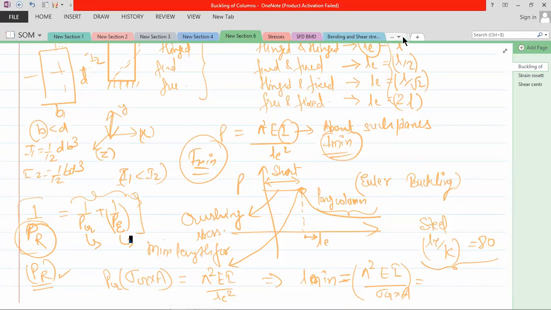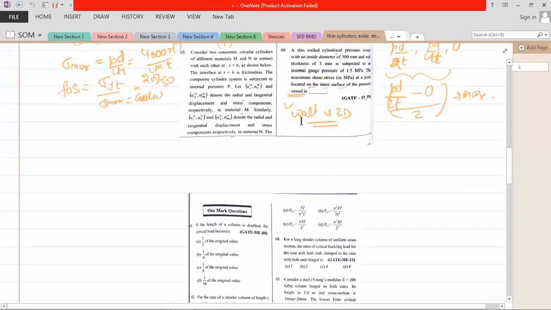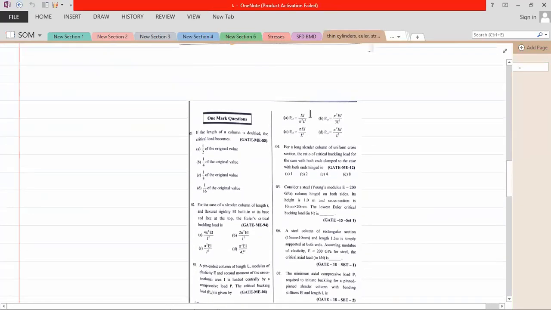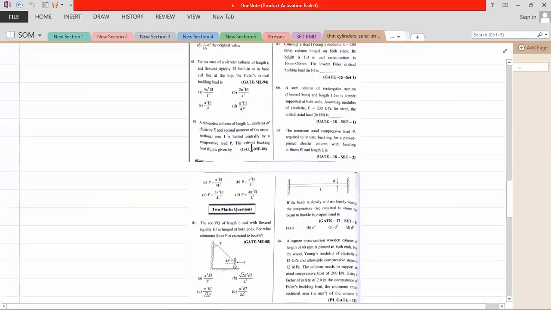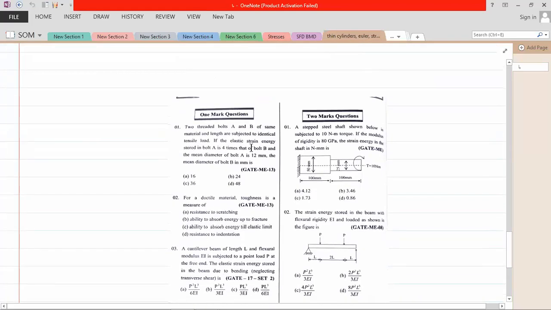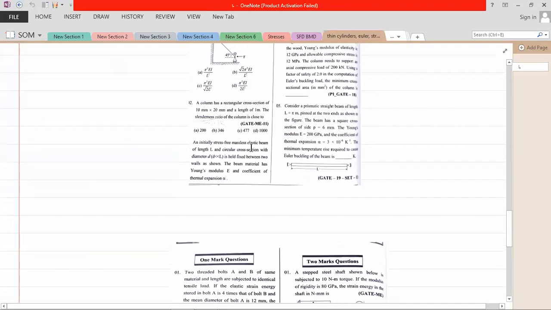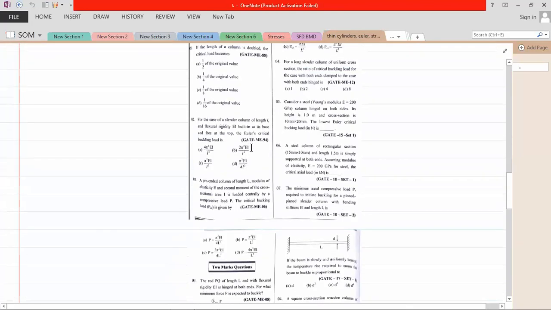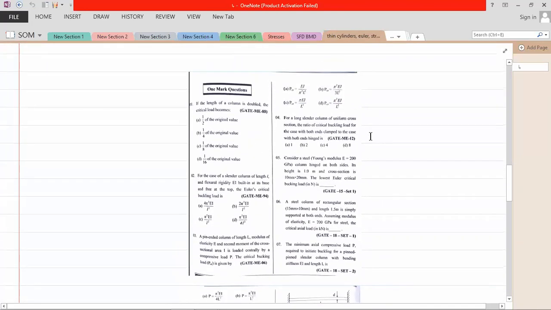So now we are going to discuss the concept through questions on Euler's buckling. These are from GATE ME 88 to around 2019. So yeah, the first question is given.